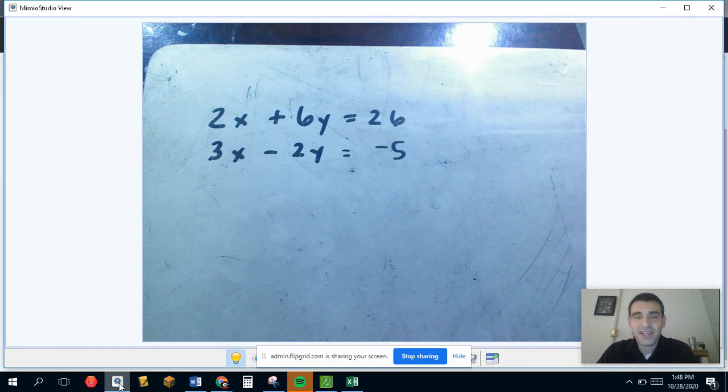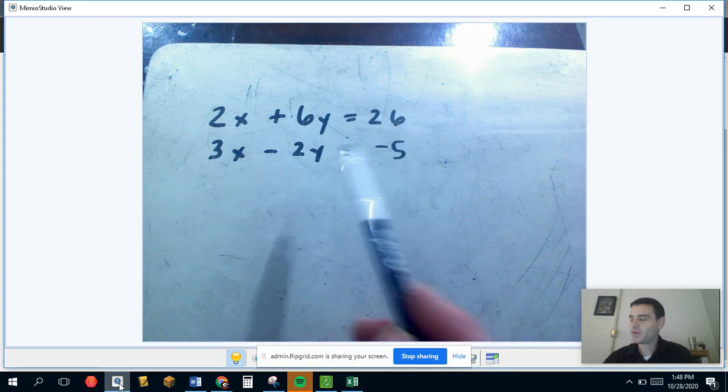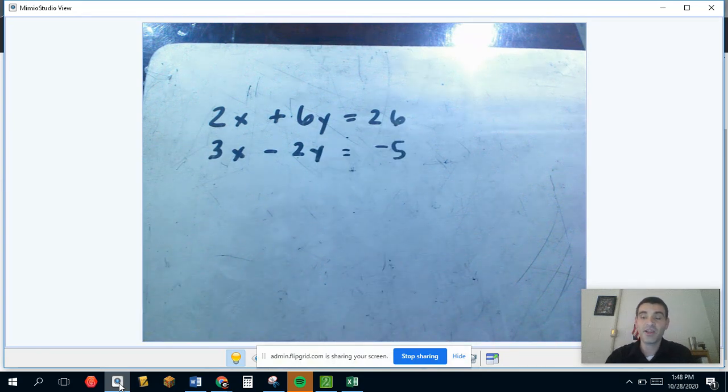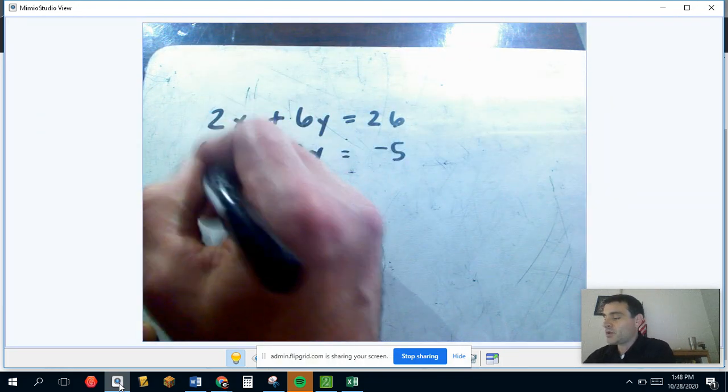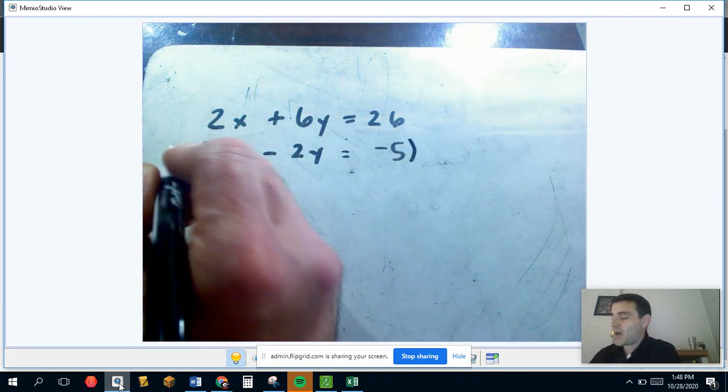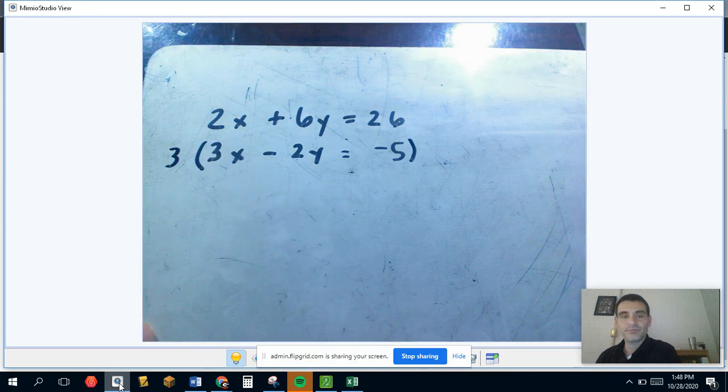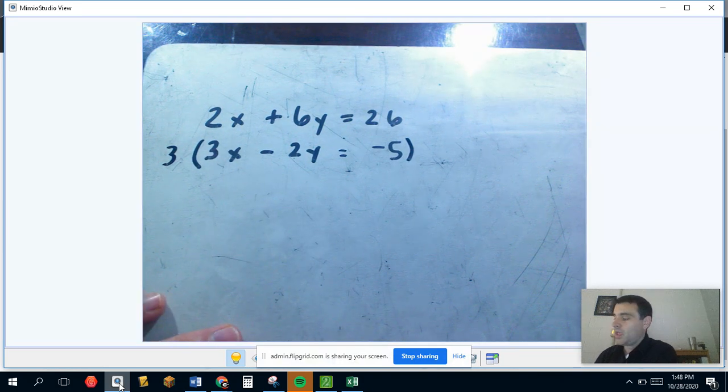Our goal here is to get the coefficients of either x or y to be opposites. If you'll notice, 2 does not go into 3, but 2 does go into 6. So it would be better to go for the y's here than the x's, because you can multiply the bottom equation by 3 and not worry about the top equation and achieve opposites. Let me show you what I mean.